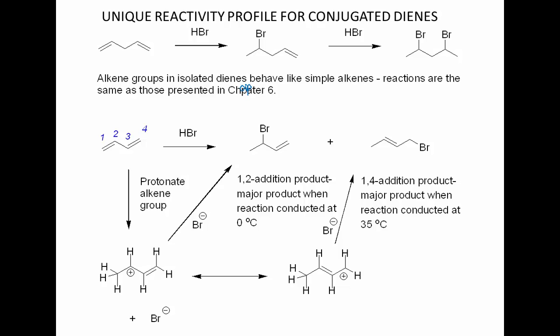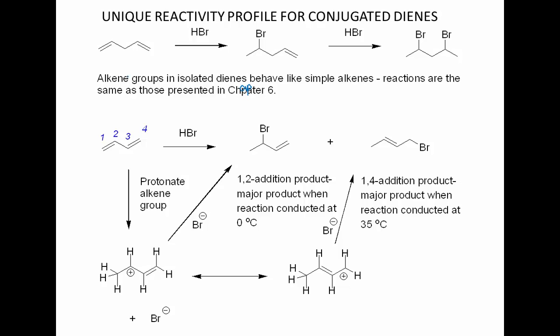So what we see here is that there's nothing special about an isolated alkene. It's like two independent alkene groups. Everything you learned in chapter 6 can tell you what would be the chemistry of an isolated diene system. The only concern is, do I add 1 mole or do I add 2, and what's the relative reactivity of the two alkene groups. If you however add HBr to a conjugated diene, the process is a little bit more complex.